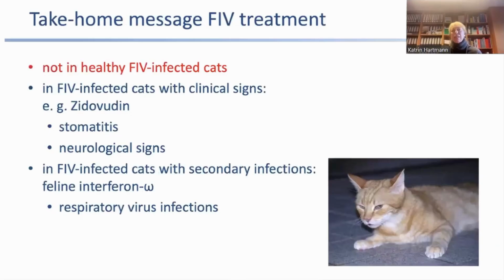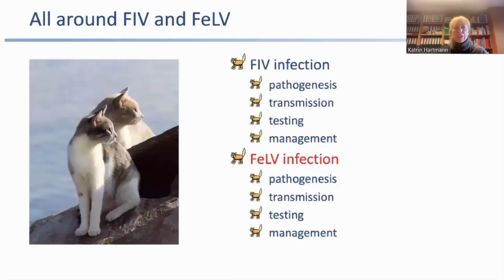So take-home message, FIV treatment. We do not use any treatment in healthy cats. If there are cats with clinical signs, we sometimes use cedarwoodine. Sometimes we use it in cats with stomatitis or neurologic signs. We also might think about using feline interferon omega in cats with secondary infections, because it might have a positive effect on the outcome of, for example, respiratory virus infections. Okay, so that was FIV.